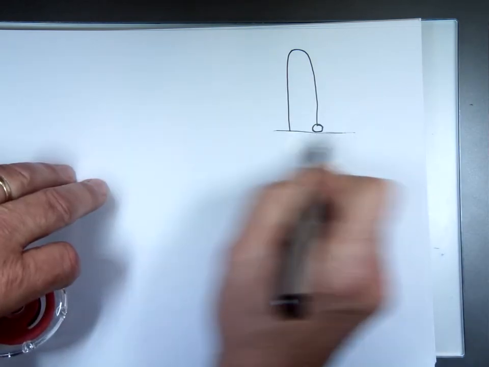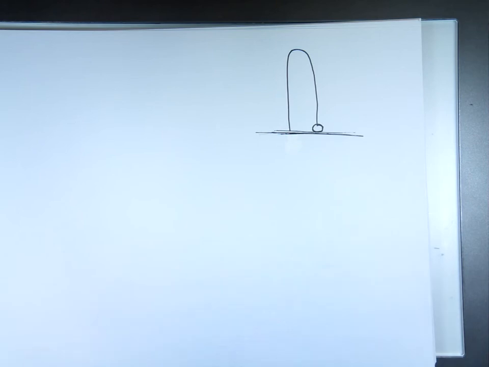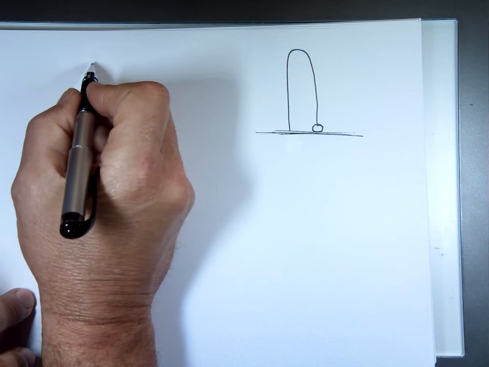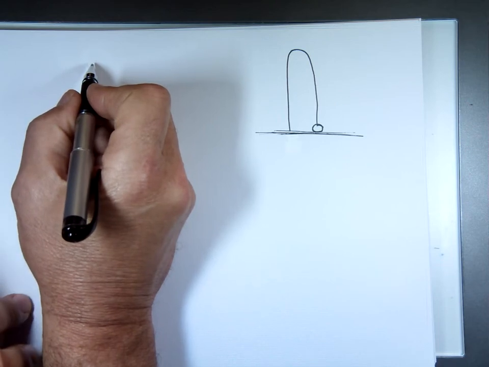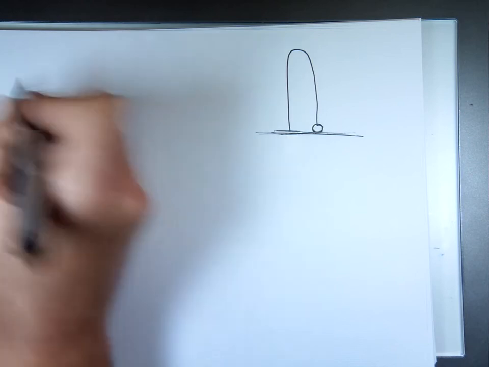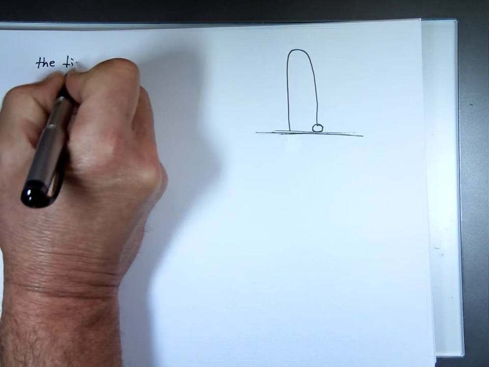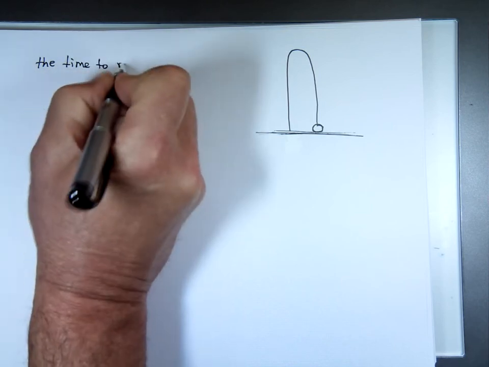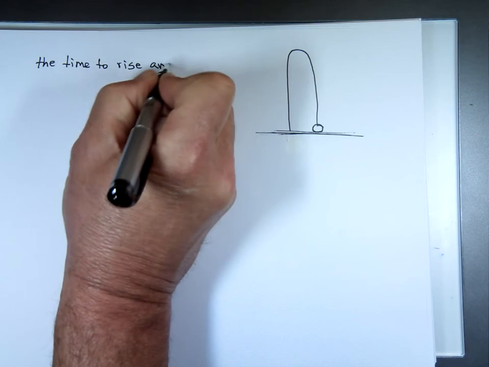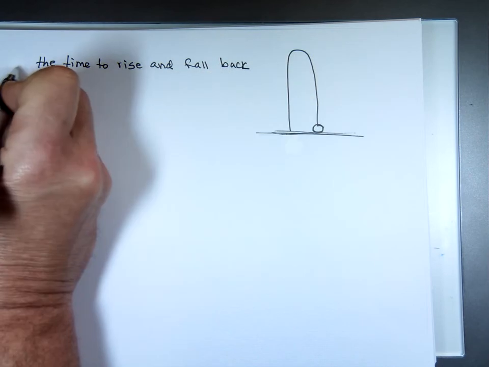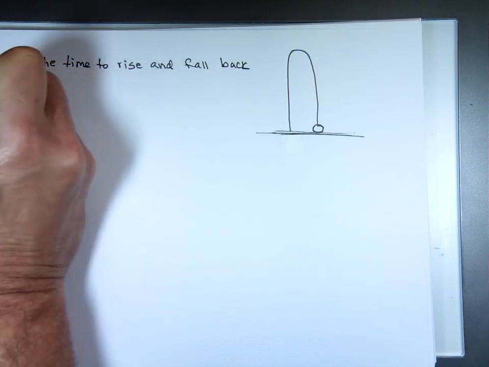So let's assume they measure the time from when it was launched or took off till the time it came back, and it took 4.75 seconds. The time to rise and fall back, both combined, we'll just write it down. We said that time is equal to what? 4.75 seconds.